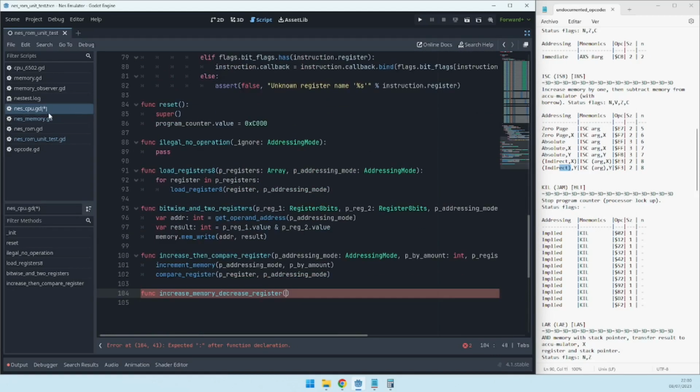So what was the order for this? It was first the register and then the addressing mode. I think that was the case.